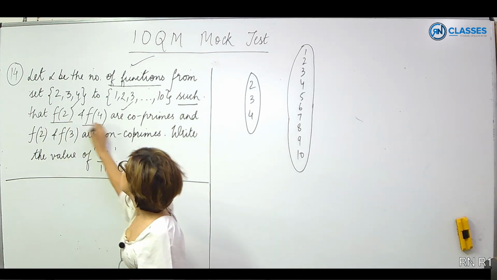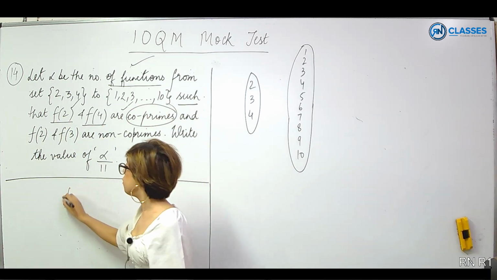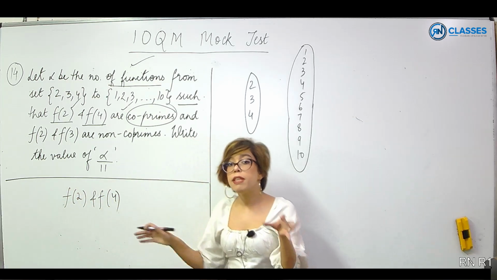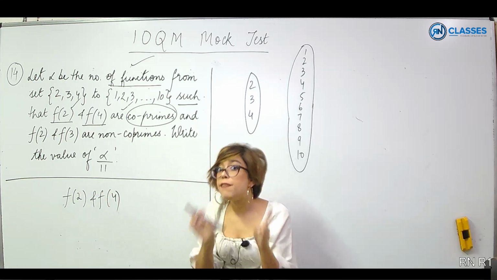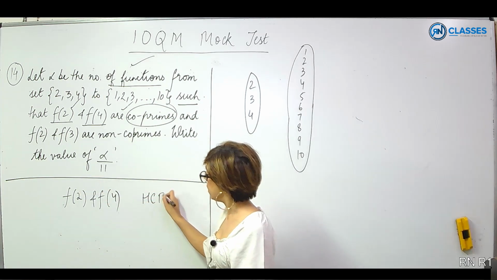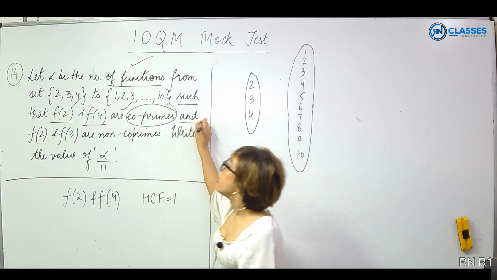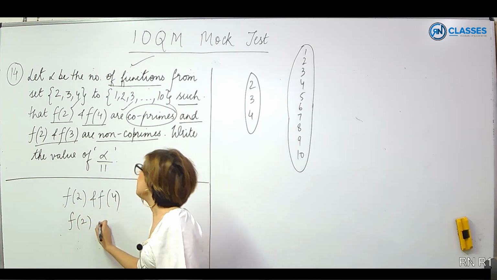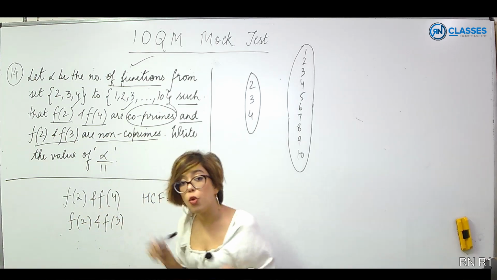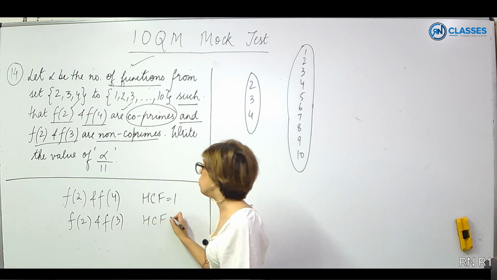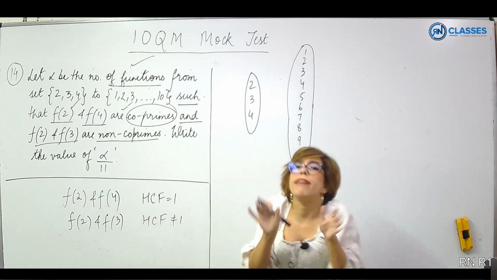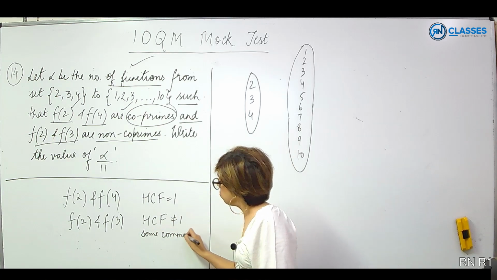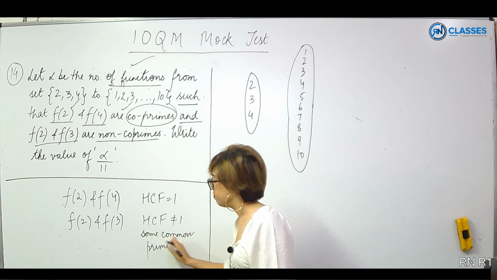F of 2 and F of 4 are co-primes. That means whatever the values they have, the HCF has to be 1. Cool. And F of 2 and F of 3 are non-co-primes. F of 2 and F of 3, they have to be non-co-primes. That means HCF should not be equal to 1. That means some common prime factor should be there, right? Some common prime factor.